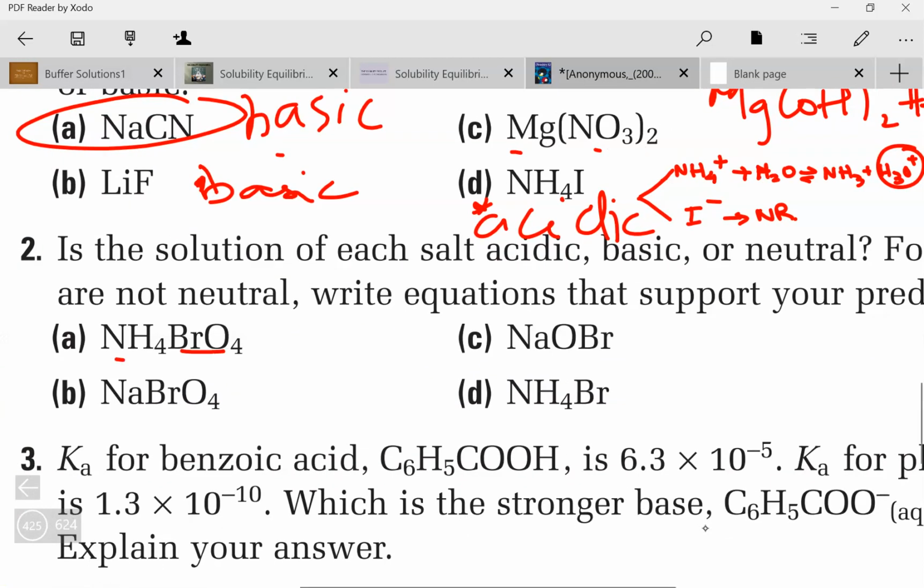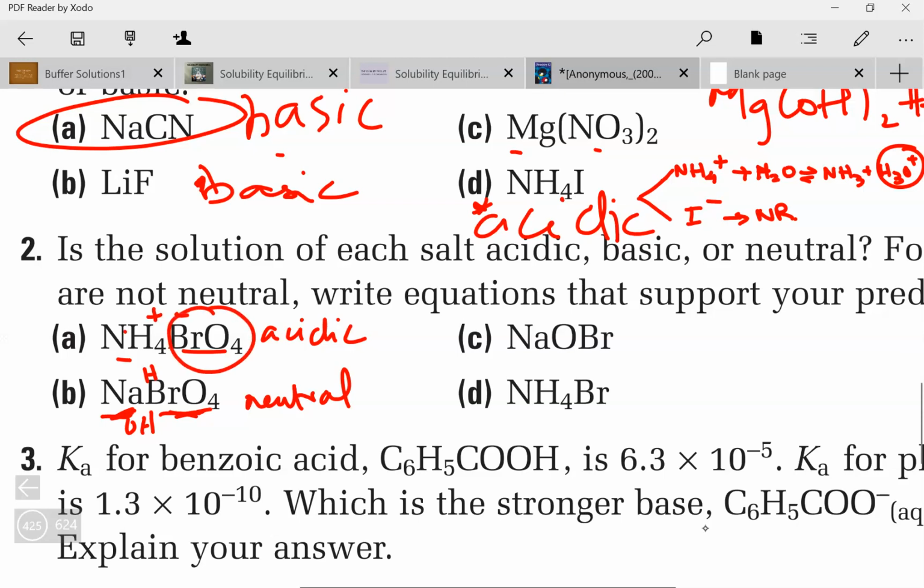NH4BrO4, strong acid, weak base, acidic. NaBrO4, strong acid part, strong base part, so that's neutral. Right, because this was HBrO4 and NaOH. This was NH3 and HBrO4. So you can split these into the ions NH4 plus, BrO4 minus. This is not going to react, it's strong.